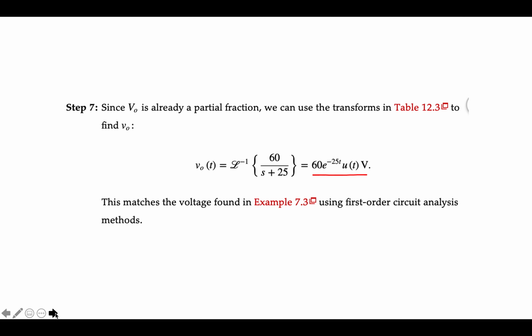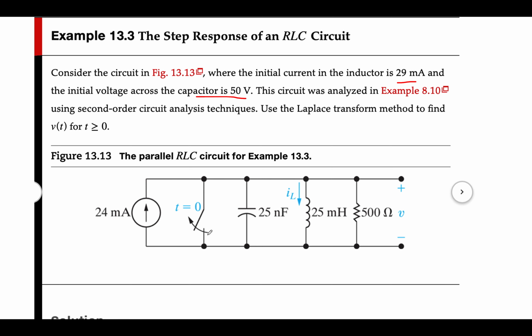So going through our steps, before we bring up the next page, we're first going to determine the initial conditions, and then we're going to make a replacement. All of the variables, the little i and the little v, are going to be replaced with I of S and V of S. The capacitor is going to be replaced with a capacitive impedance and an initial condition source. The inductance is going to be replaced with an inductive impedance and an initial condition source. And the current source will be replaced also with its Laplace equivalent.